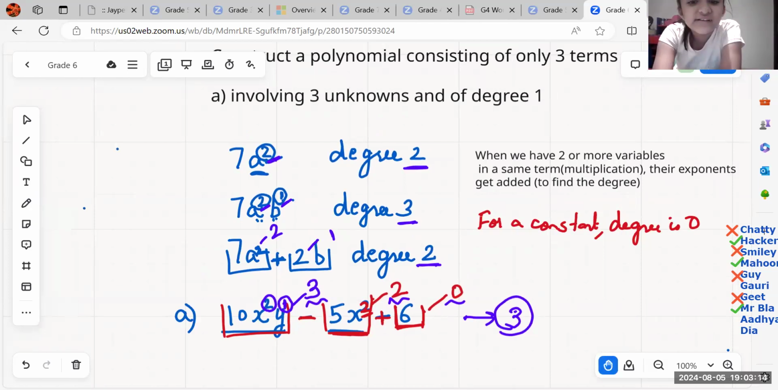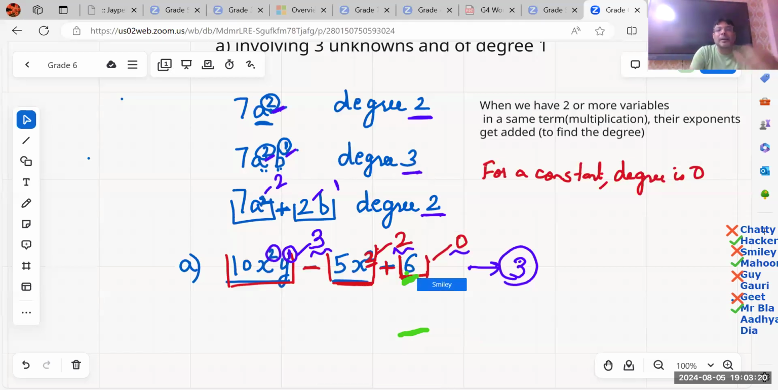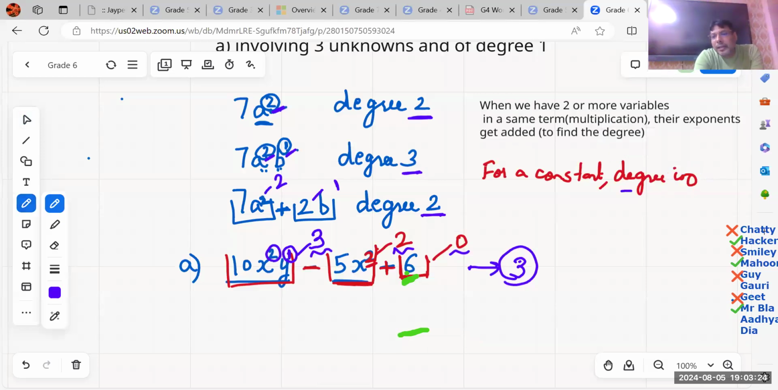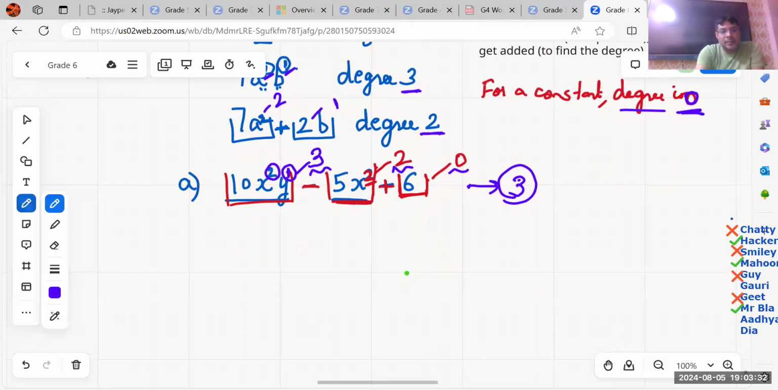Sir, shouldn't it be the one which is biggest, that is the final, right? Yes. Sir, then shouldn't it be for a constant? Son, read, for a constant degree is 0. There is no variable, degree is 0. Read it here. Okay, Smiley? Yes, sir.